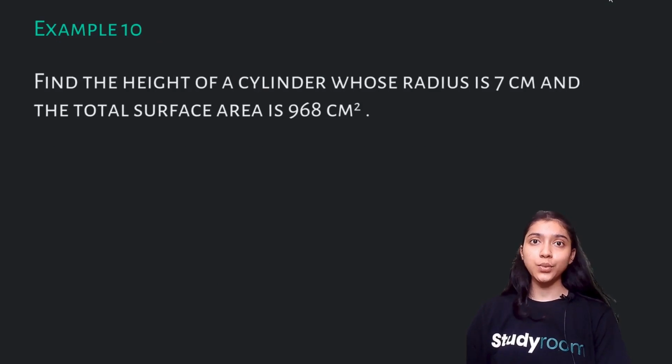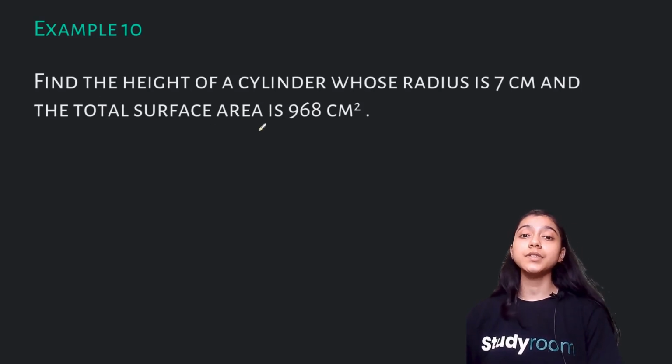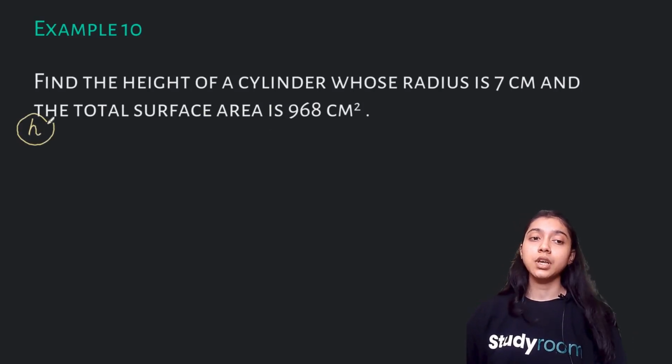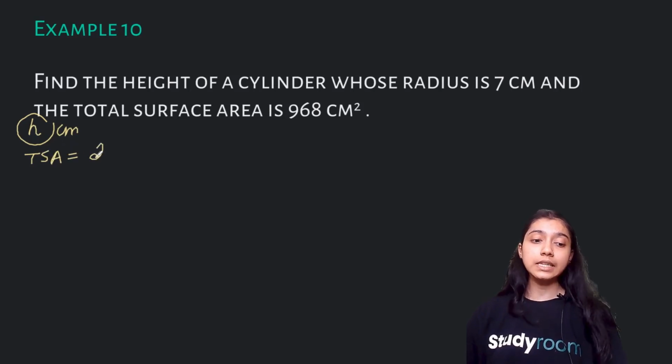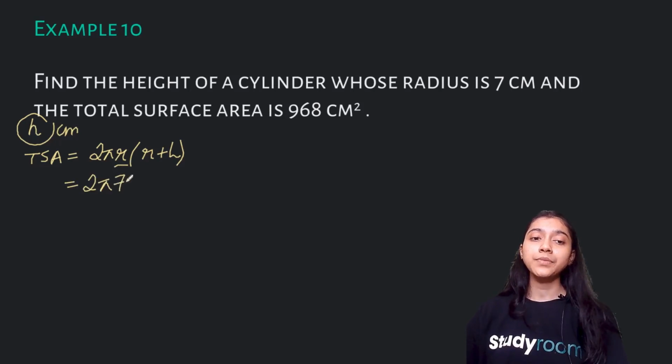Now let us try solving another question related to cylinder. The question given to us over here is find the height of the cylinder whose radius is 7 centimeters and the total surface area is 968 centimeters square. So let us consider the height to be h. So let's say that the height is h centimeters. Now we know that the formula for total surface area of a cylinder is equal to 2 pi r (r plus h). Now we know that the radius of the given cylinder is 7 centimeters, so we'll put 7 centimeters in place of r. So this will be 2 pi 7 and then (7 plus h).